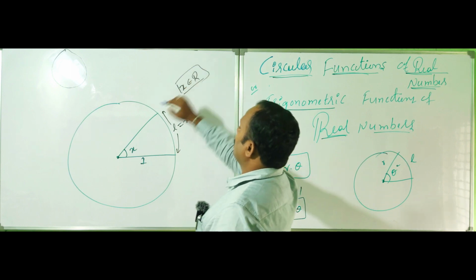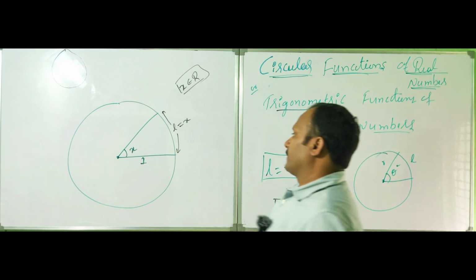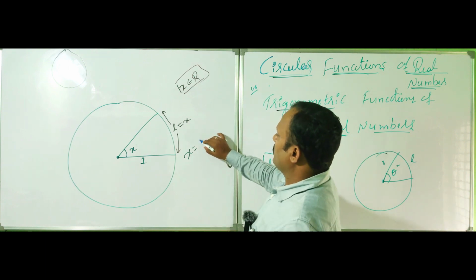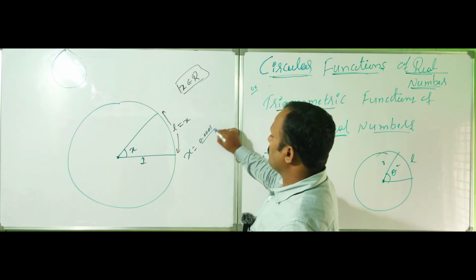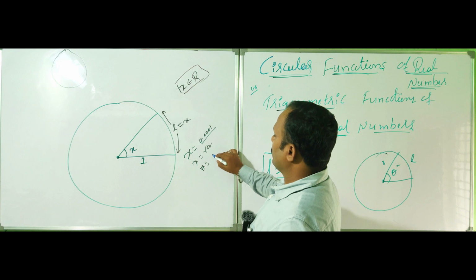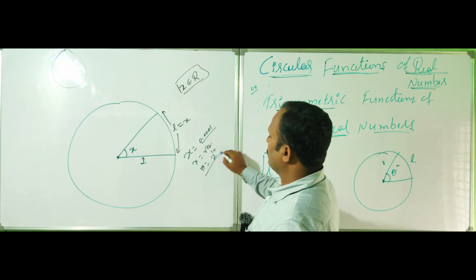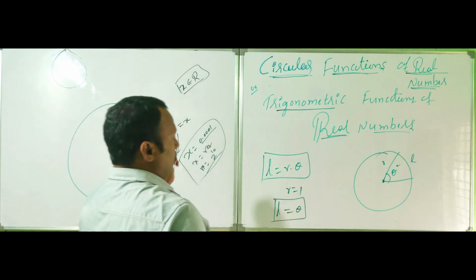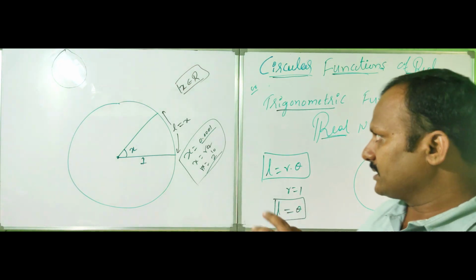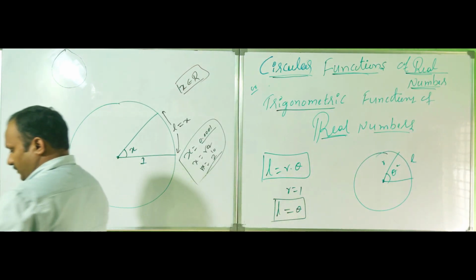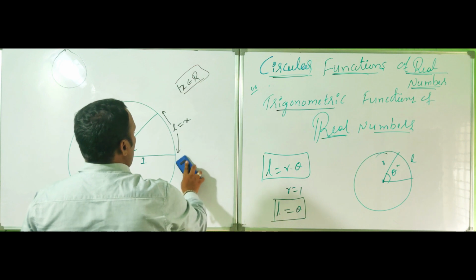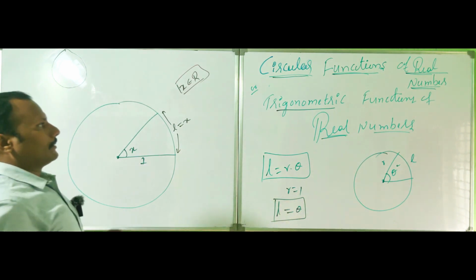The fundamental concept is that you can take any value. You can take pi, you can take 0.0001 degrees, you can take x equal to root 2, you can take x equal to 2 to the power 10. Any real number you can take, and for the corresponding value you will get the corresponding arc length.